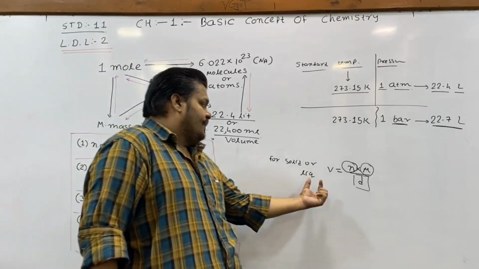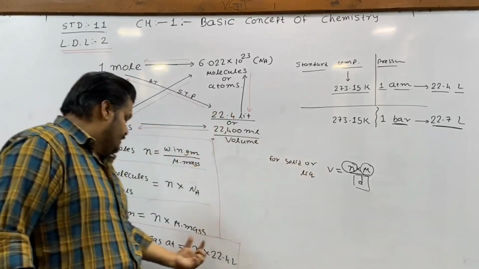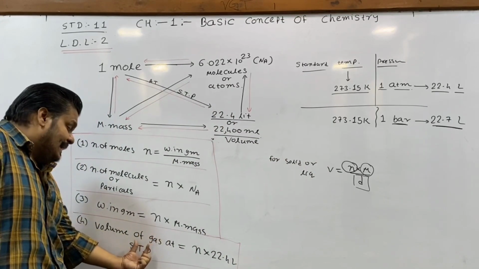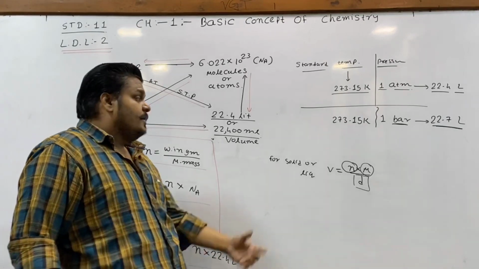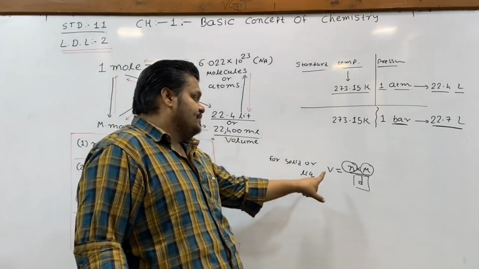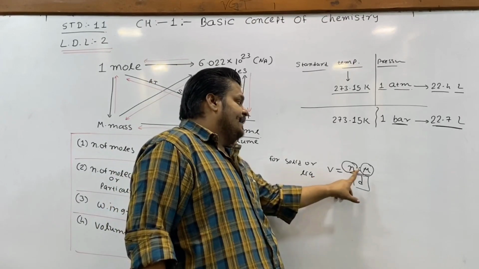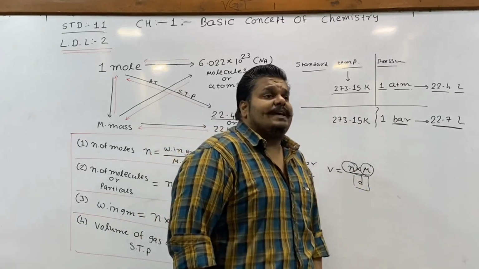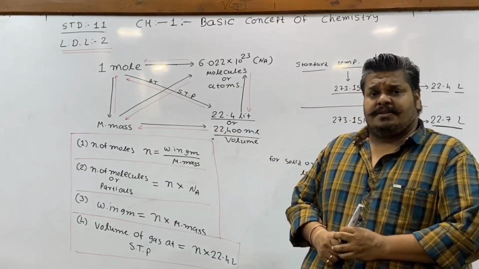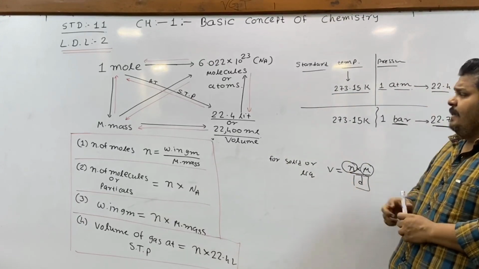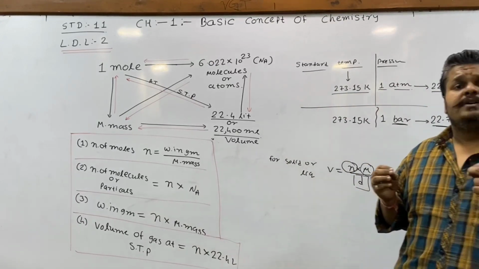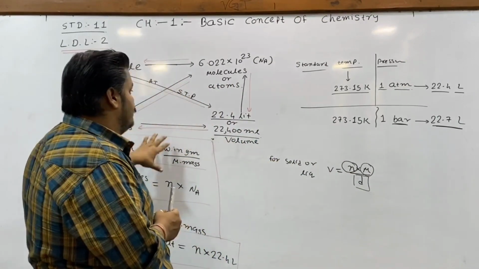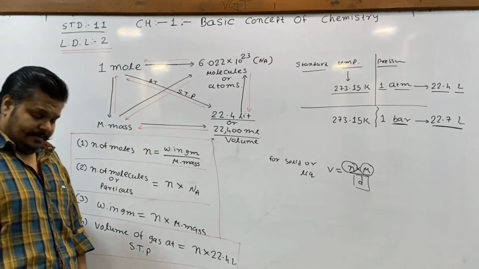So this is another formula to calculate the volume for a solid and liquid. Here the volume N into 22.4 liter is for the gaseous state of a substance at STP only. But for solid and liquid, the formula is changed. Volume V is equal to N into M divided by D, where N is the number of moles, M is the molar mass, and D is known as density. Copy the formula, and then we'll discuss some examples in which we'll use this relation of the mole concept.